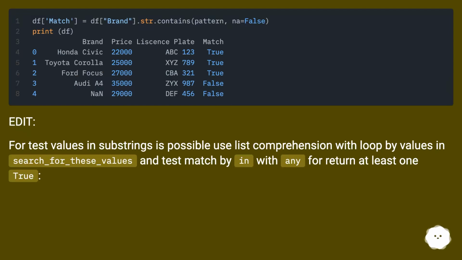Edit: to test values as substrings, it is possible to use a list comprehension with a loop over the values in search_for, and test matches by in with any to return at least one true.